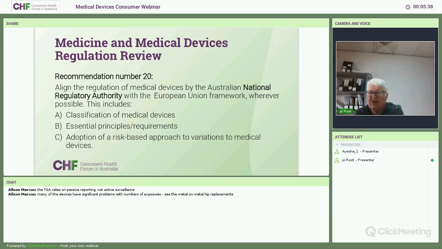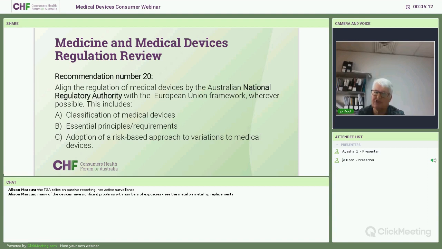And CHF put submissions in, and the review said about medical devices, the key recommendation for medical devices, as you can see on the screen, was recommendation number 20, which was to align the regulation of medical devices by the Australian National Regulatory Authority with the European Union framework wherever possible. And that's a key part here. So classification of medical devices, our classification system is in line with the EU.